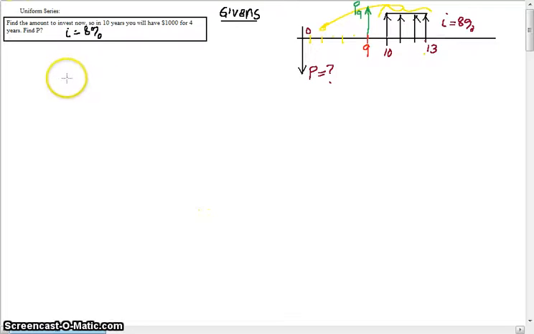That's what that value will be of that money. So if we try and solve for P sub 9, P sub 9 is equal to our A, our uniform series, and we're going to find P given an A at an interest rate and for some period of time. In this problem, we know our A, we didn't write that in here, we should have. In our givens, we know that this is equal to $1,000.